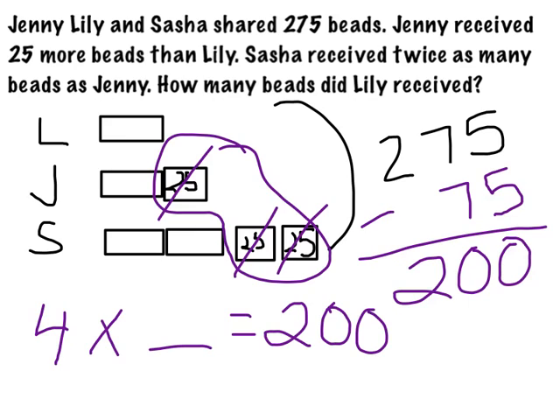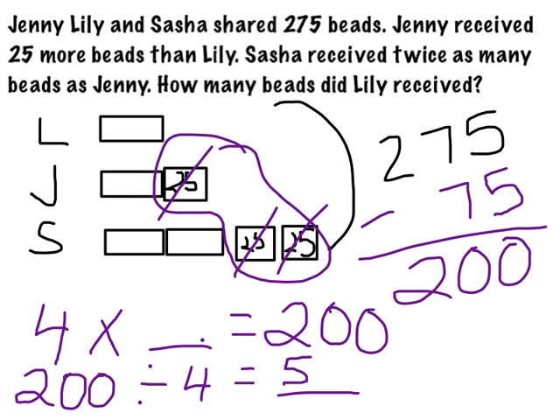If you remember your fact families, 4 times blank equals 200. A fact family tells me that 200 divided by 4 equals blank. So if I use my handy calculator, 200 divided by 4 is 50, which means each of these boxes here is worth 50 beads. So how many beads did Lily receive? She received 50. And of course I'm going to write a sentence to that effect. Lily received 50 beads.